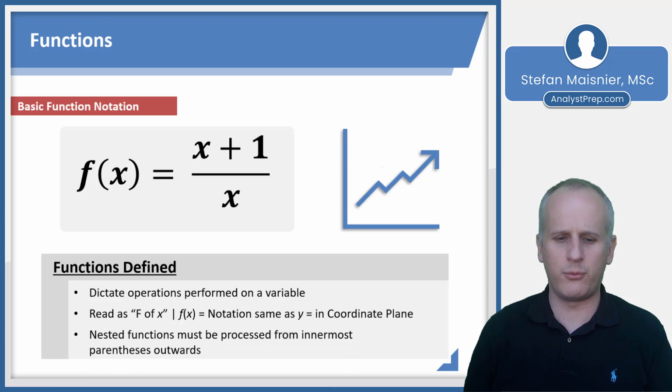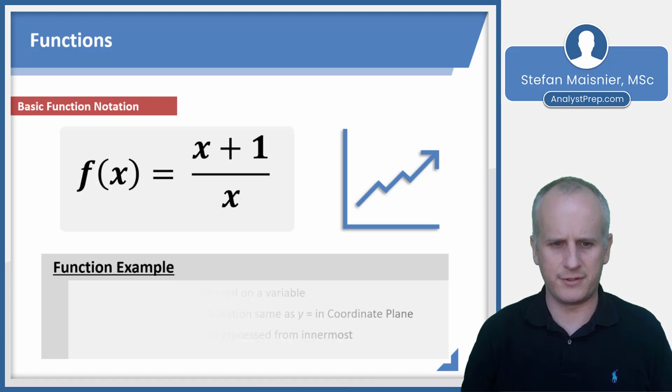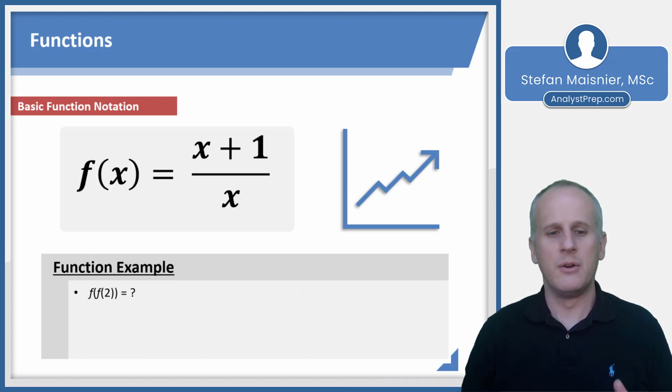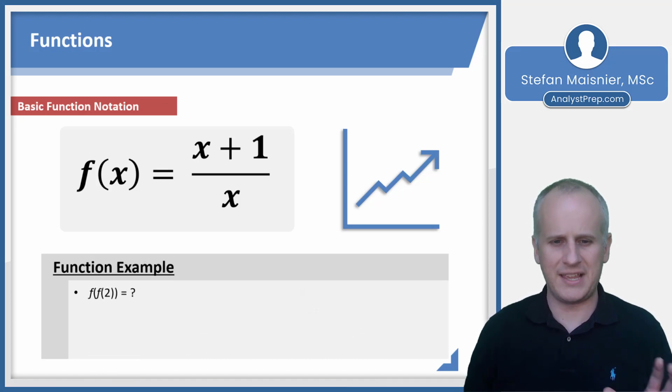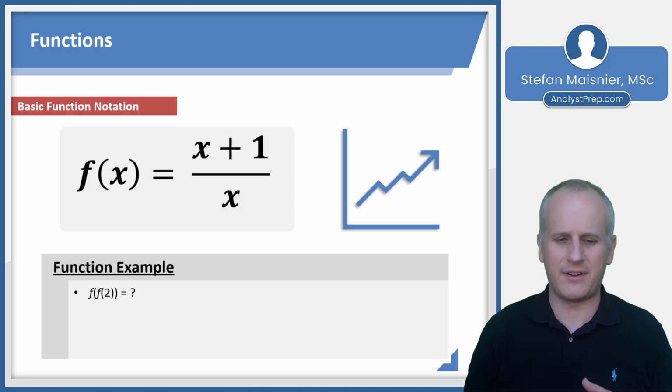And if you have what are known as nested functions, you have to process them from the inside out. So always begin inside and then work your way out if you've got a nested function, because that's basically applying the parentheses as the first step in the order of operations. So let's take a look at an example. We've got this notation here of f of x is equal to x plus 1 divided by x.